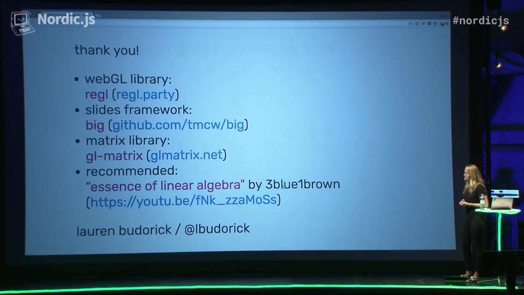My last tip ties into my acknowledgements. All of the graphics in this presentation were done using Regal, which is this awesome functional WebGL abstraction library. If you find yourself wanting to try some WebGL after this, and you go look for the documentation for WebGL and you want to scream, I recommend that you try Regal. It's pretty awesome. These slides were done using Big. The matrix library is GL Matrix. All those things are on NPM. And this YouTube series is the reason I know all the linear algebra I know, because I never took it in school, and I think it's great.